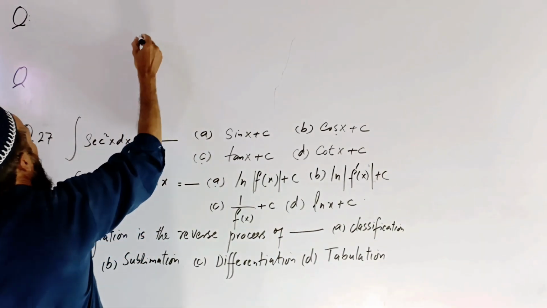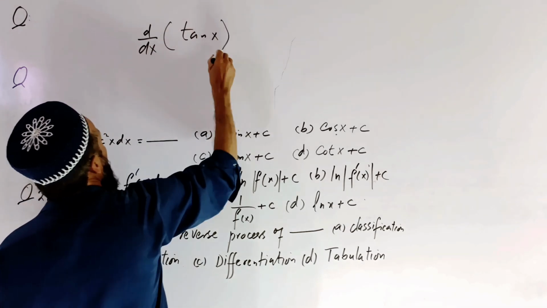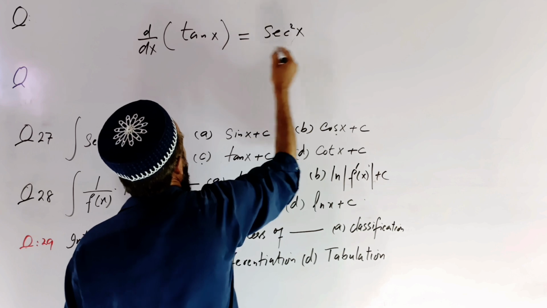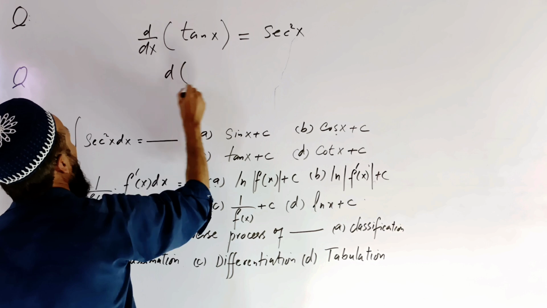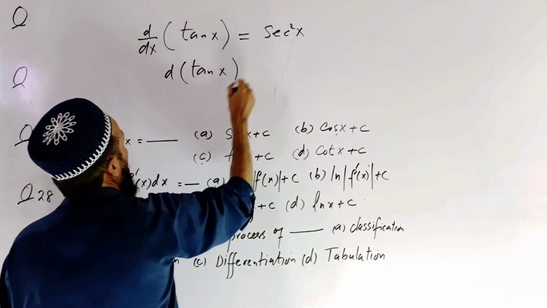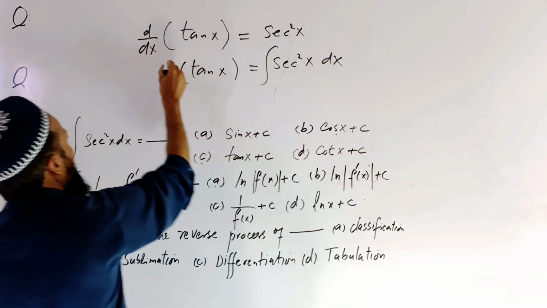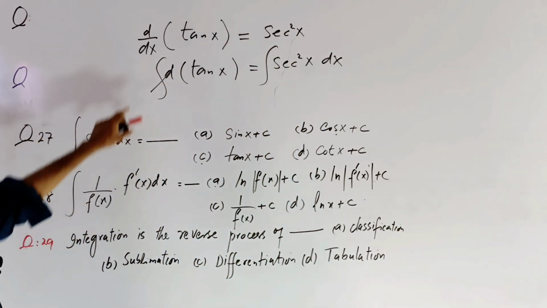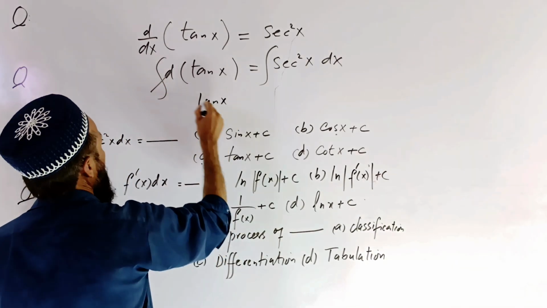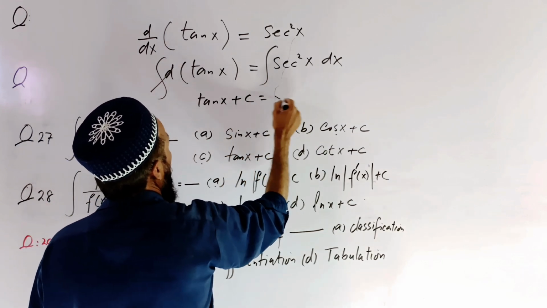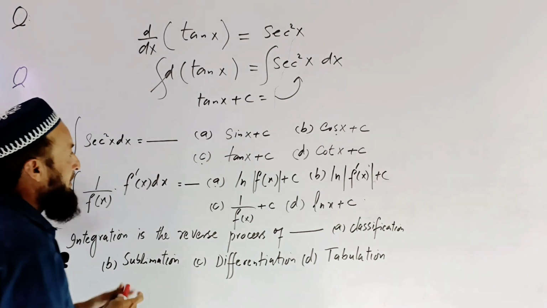We know that the derivative of tangent x is equal to secant square x. That is the formula of the derivative. If we change dx here, we get d of tangent x equals secant square x dx. If we apply integration on both sides, this will be cancelled, since the reverse process of integration is that of d. So tangent x plus c is equal to the integration of this. So the correct option here is C.